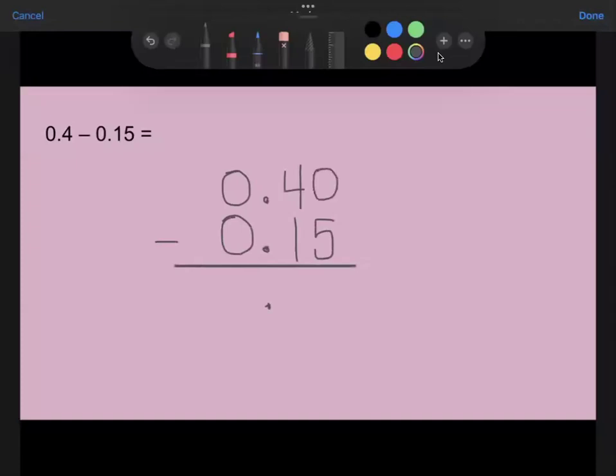Now I can go ahead and subtract just like I would as if these were whole numbers. I can't take 5 away from 0, so I have to come over here and take one of these away, making it 3 and making this 10. So 10 minus 5 is 5, 3 minus 1 is 2, and 0 minus 0 is 0. So the final answer to this would be 0.25.